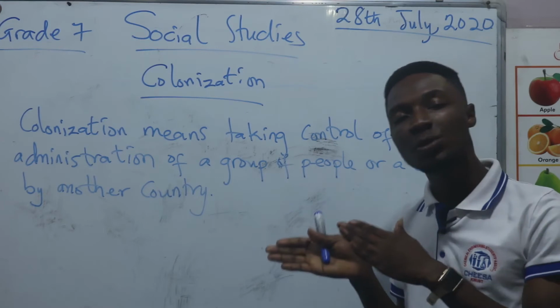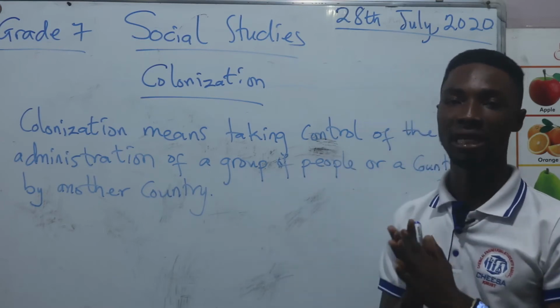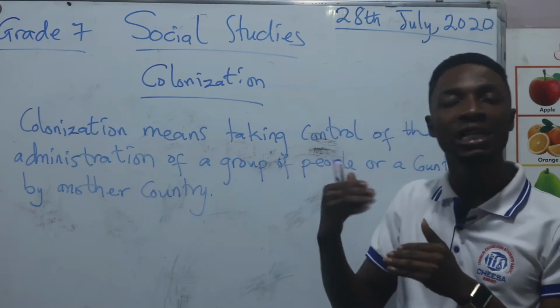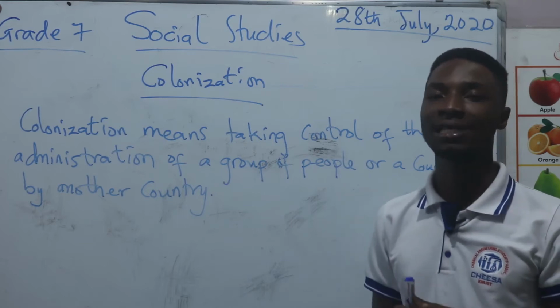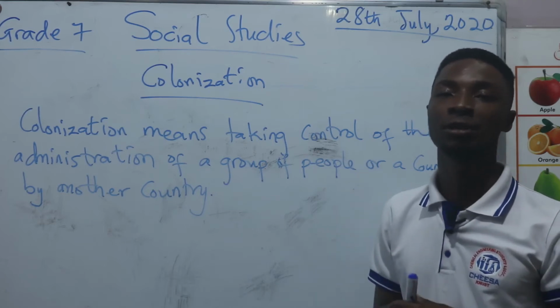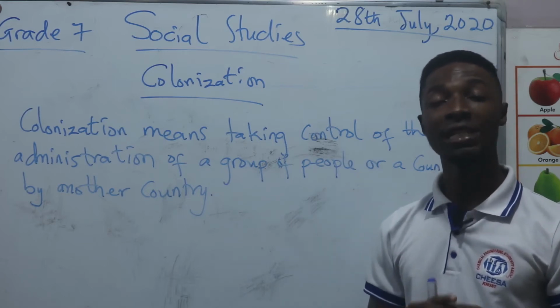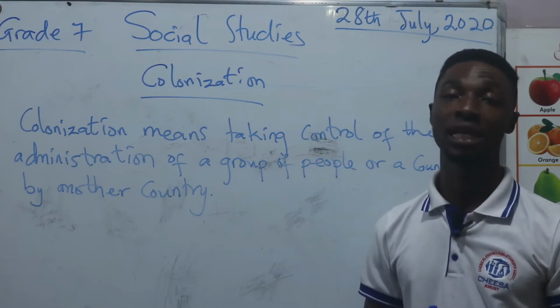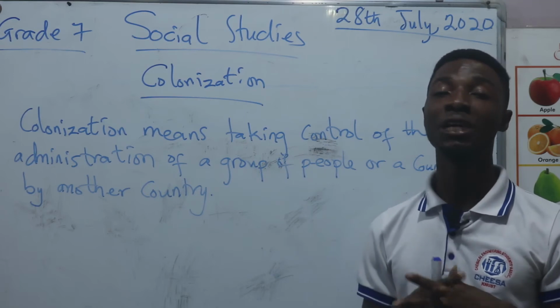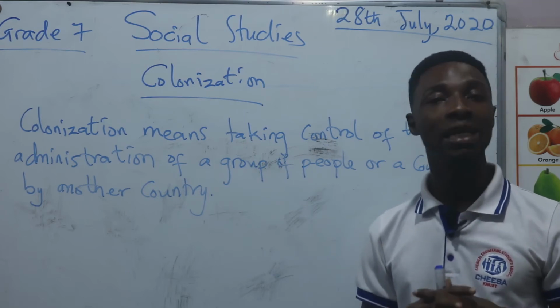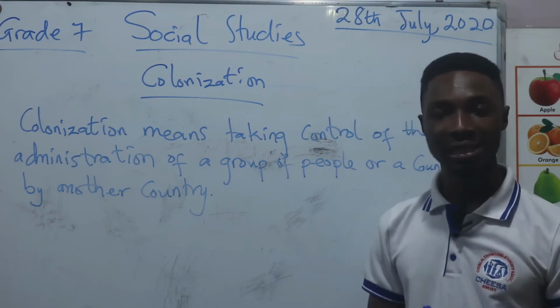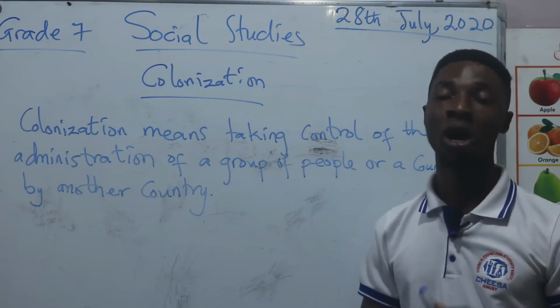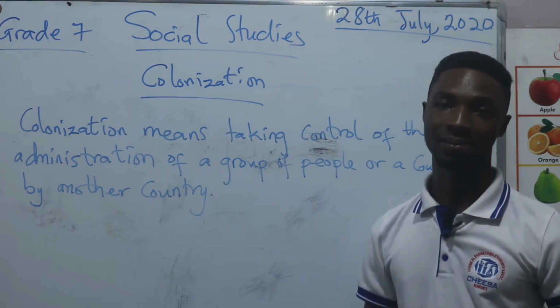So if a country is ruling another country, the country that is ruling the other becomes the colonial master or the colonial country of the other. For example, Ghana was colonized by Britain in some years past before we gained our independence. Therefore, Britain is our colonial country or our colonial master.